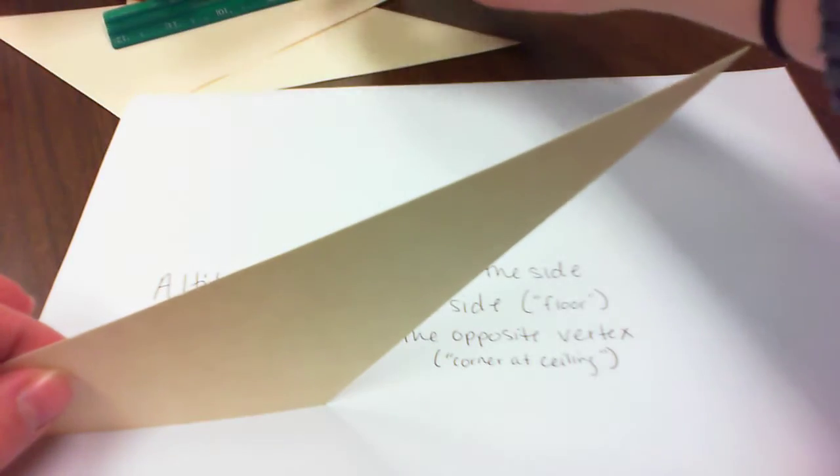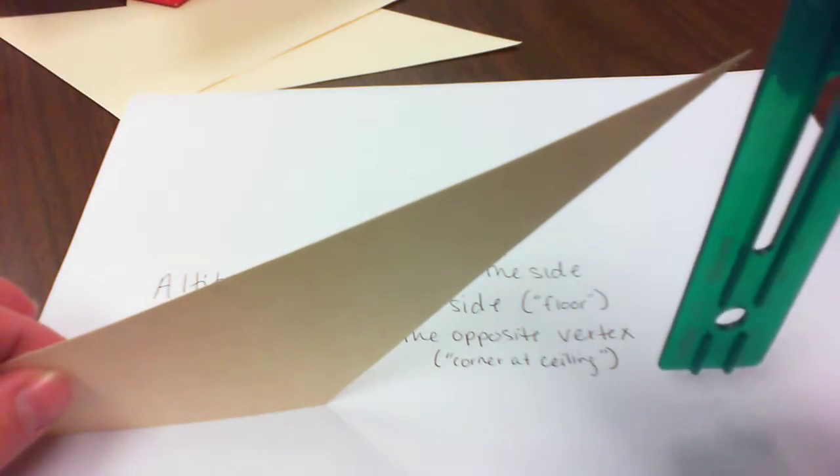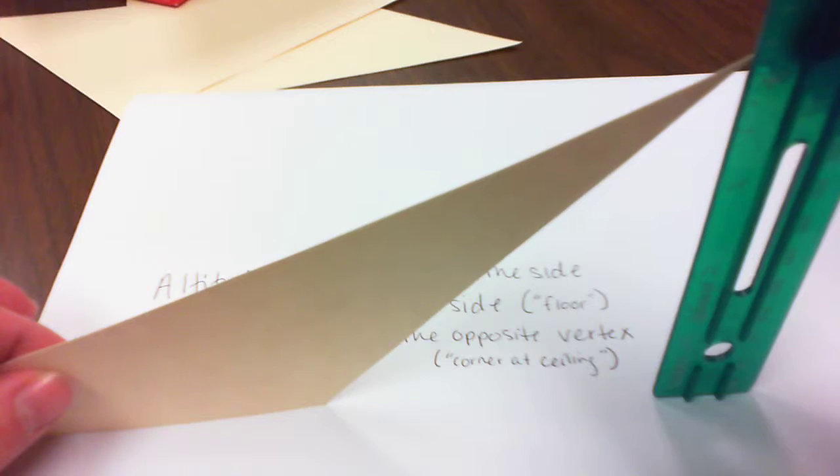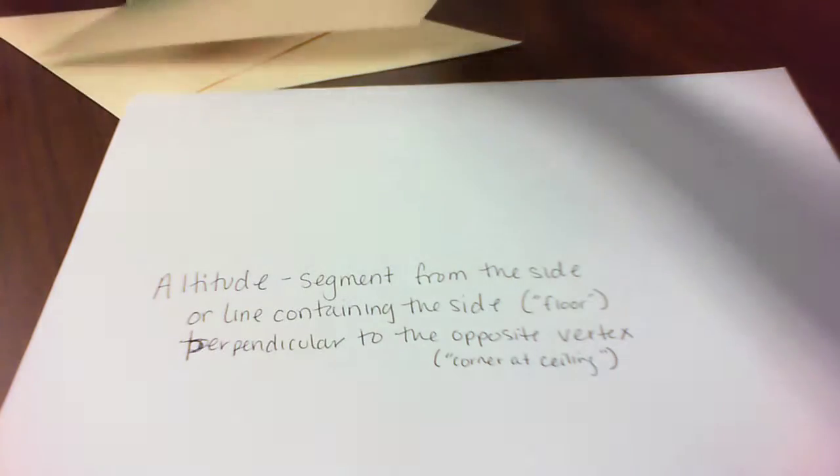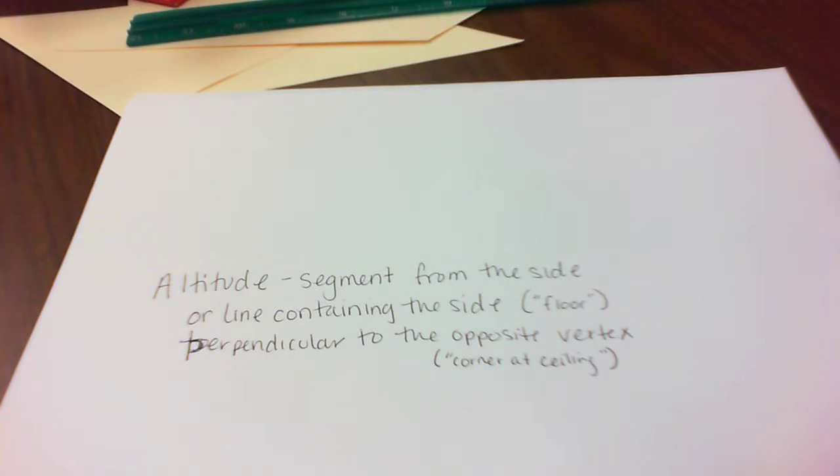Alright, so we had the triangle on the table. We measured it from the table up to the corner. So the definition of altitude is a segment that goes from the side of the triangle or a line containing the side of that triangle. So what we had as the floor, up, that segment has to be perpendicular to the opposite vertex. So that was our ruler up to the corner, and that corner that's sort of at the ceiling.